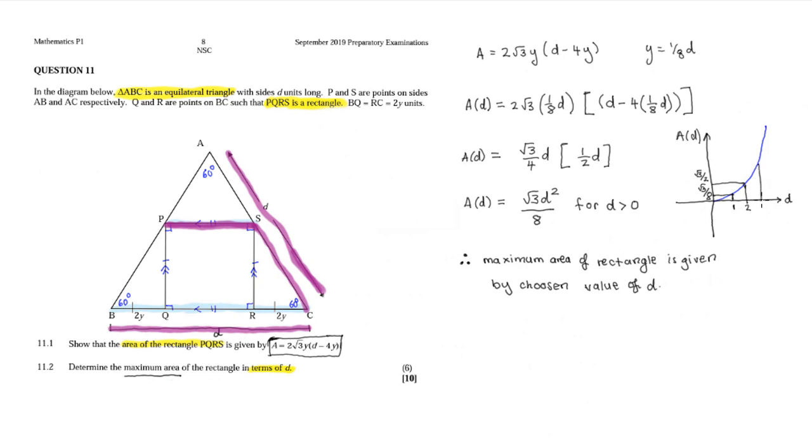If you choose D to be 3, then the maximum area of your rectangle is going to be given by root 3 times 3 squared, which is 9, divided by 8. So you're going to have a maximum area of 9 root 3 by 8. So that's how you would go about solving this specific question. I'll see you guys next time.